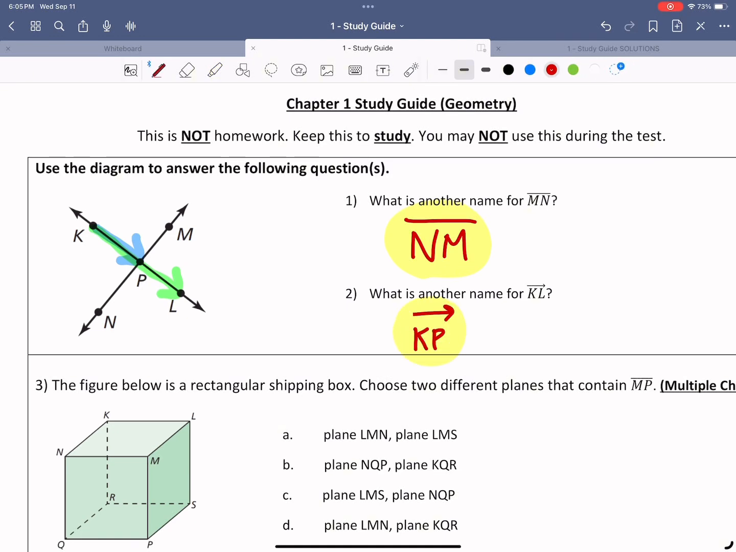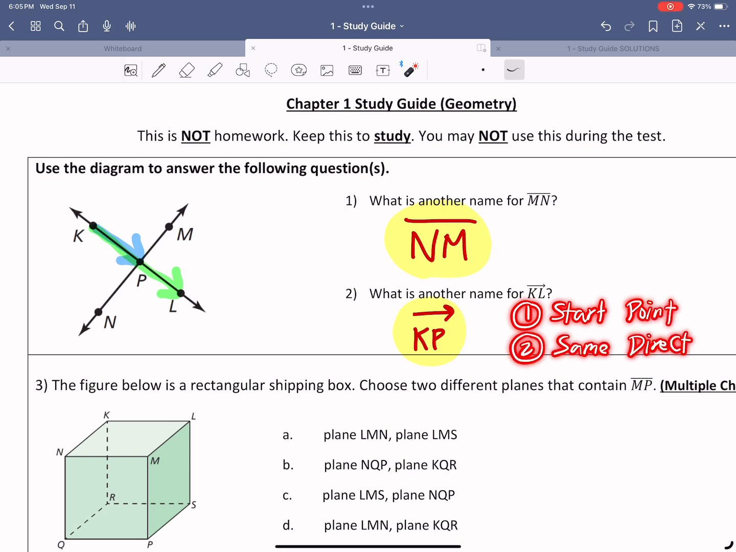All right, there you go. KP. Again, two things mattered here. You care about the start point, and the second thing was the same direction. Just keep that in mind. That's how we got this. We can't just flip KL. If we flipped KL, that would mean LK, but that would be going in the wrong direction, and that's not what we want.